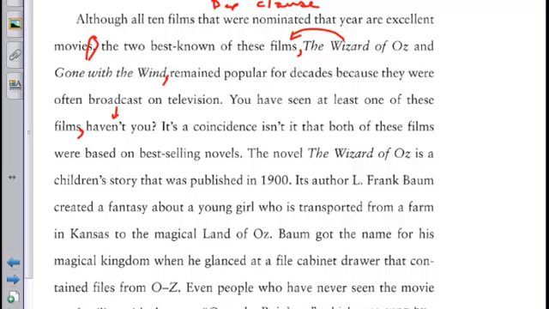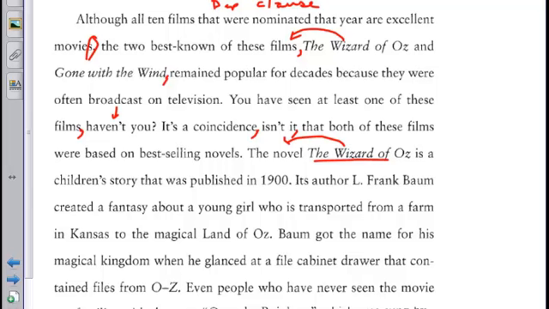Again, we've got the same thing here, comma before and after isn't it, that both of these films were based on best-selling novels. The novel The Wizard of Oz is a children's story. Now notice we have a redescription here. The Wizard of Oz does redescribe novel, but the novel isn't specific enough yet. I don't know exactly which novel we're talking about yet. I need to say The Wizard of Oz for me to know which novel we're talking about. So I'm not going to set that off with commas.